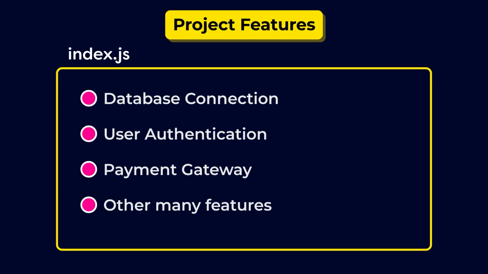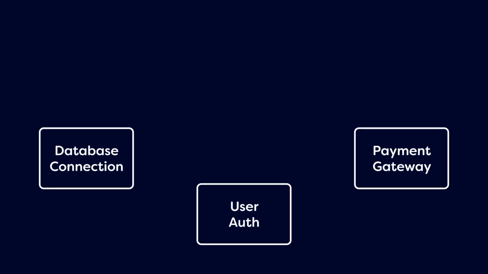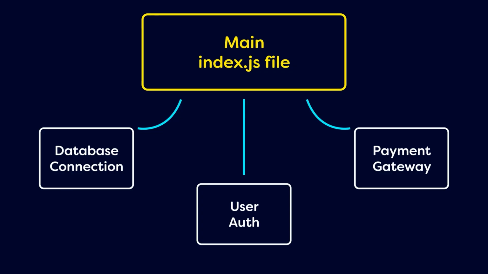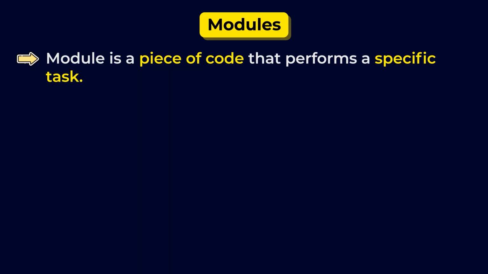Or if someone told you to add another feature in this same project, then imagine how confusing and difficult it will be. So what is the solution here? Think about it. Here we can separately create these features in different files and then simply import them in the main index.js file. These different small files are called modules in Node.js. So if I had an issue in database connection, I can go to the database connection module and resolve or improve that code independently. So to sum up, a module is a piece of code that performs a specific task.